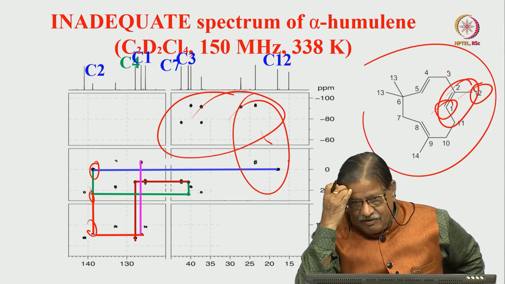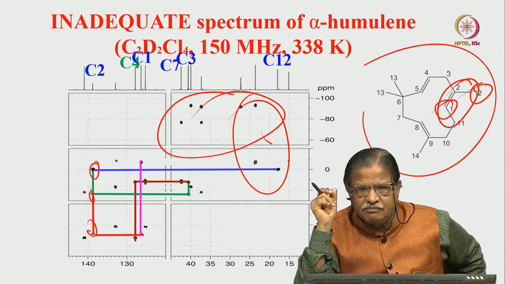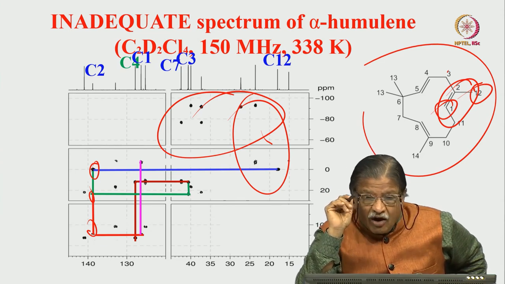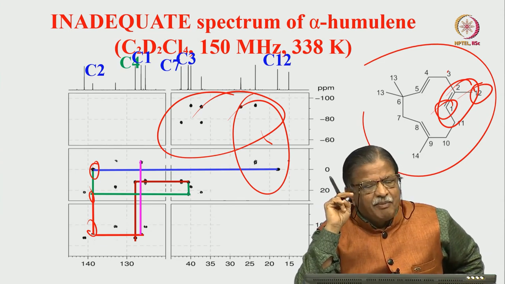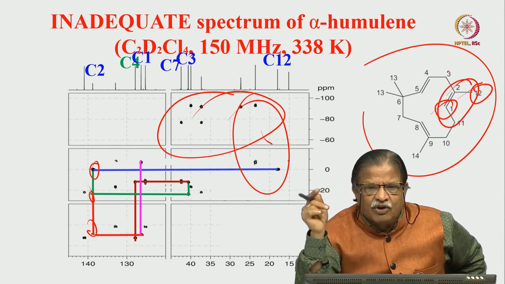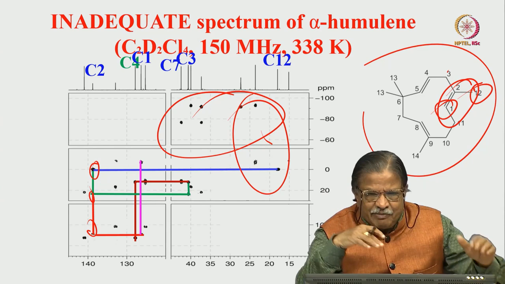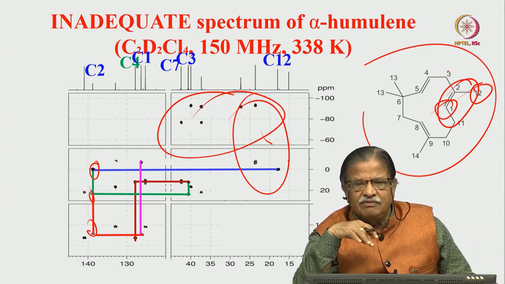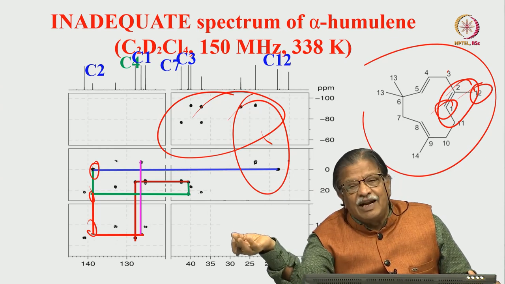With this, we'll switch over to a new topic now. So far we were discussing correlation experiments. But remember, when I introduced 2D NMR, I classified them into two groups. One is the correlation type experiment, which is what we discussed so far. The other is called the resolved experiment.